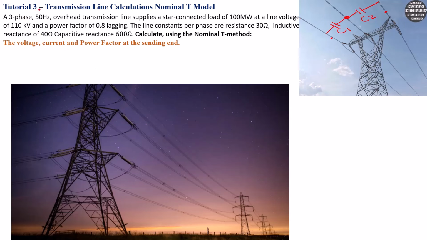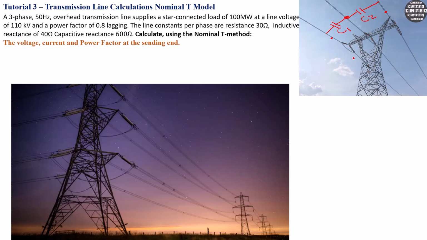In this tutorial, which is tutorial 3 on our series of tutorials on transmission line calculations, we're going to dive into the nominal T model. Well, why the nominal T model? Well, when you look at this transmission line pylon here with 3 wires, basically 3 conductors, line 1, line 2, line 3, we've got the representation of C1, C2, which are capacitance of the line.